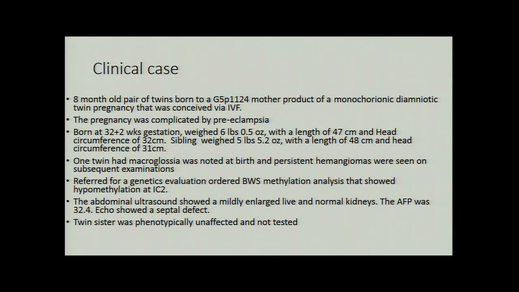So typically some of the patients that we see in the clinic will present with stories like this. So this was an 8-month-old pair of twins who were born to a mother who had multiple pregnancies. In this case, it was a pregnancy that was the result of a monochorionic diamniotic twin pregnancy conceived through in vitro fertilization. The pregnancy was complicated by preeclampsia, and the babies were born premature at 32 weeks.